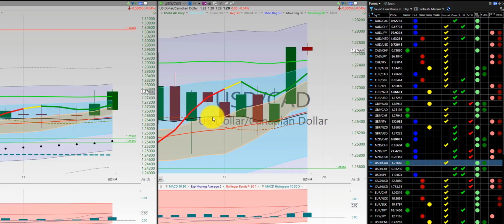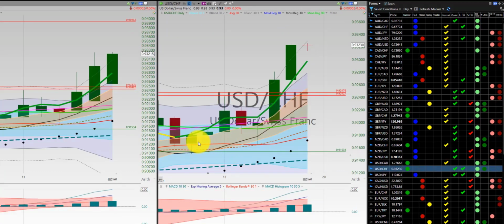US Canadian dollar, very choppy at the beginning here too as well. No trade here, initial trade here, out for a loss, another trade here, out for a loss, and no further trade the rest. US dollar Swiss franc, kind of a nice punch up to the upside.